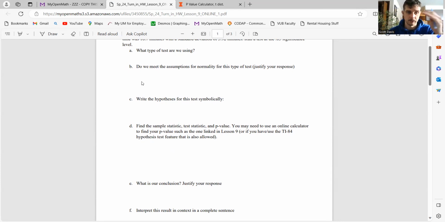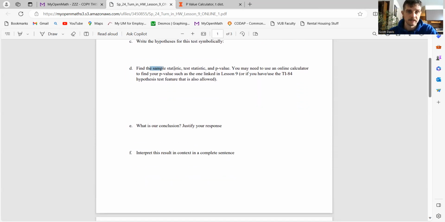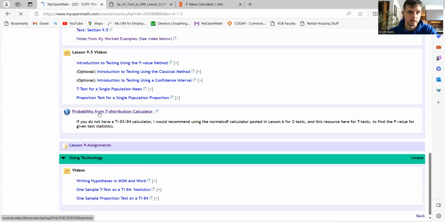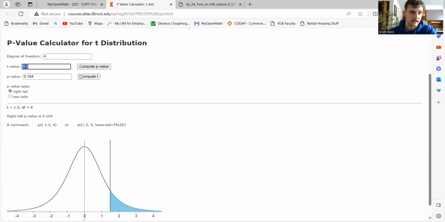So depending on the test, there are certain criteria that you will need to make sure that you have verified. Write the hypotheses symbolically, then find the sample statistic. This is your p-hat, sample proportion, or sample mean, x bar. Find the test statistic. This is your t or z score. And then the p-value, which is the probability associated with it. If you need, you might remember back in lesson 9, down here at the bottom, probability from a t-distribution calculator, and of the degrees of freedom, your t-value, which is your test statistic, and it will give you the p-value.